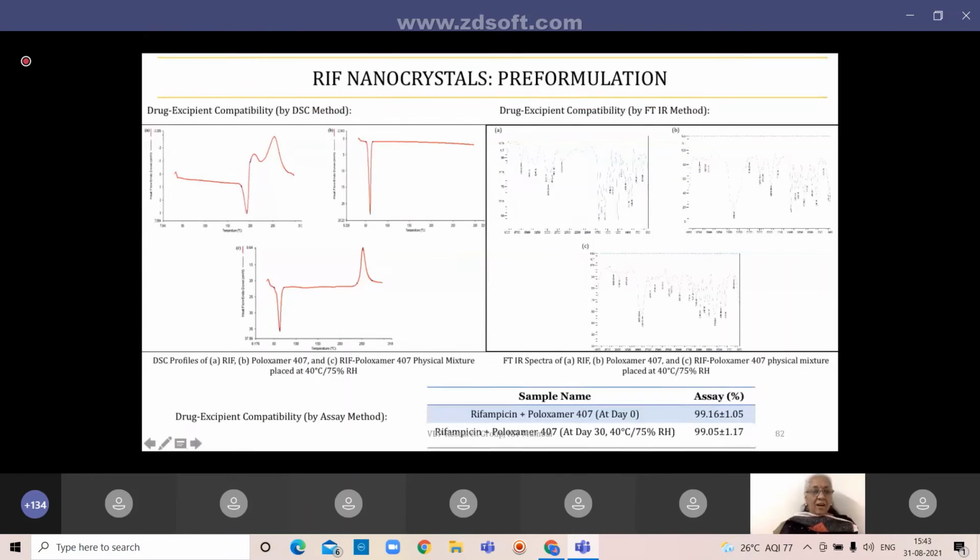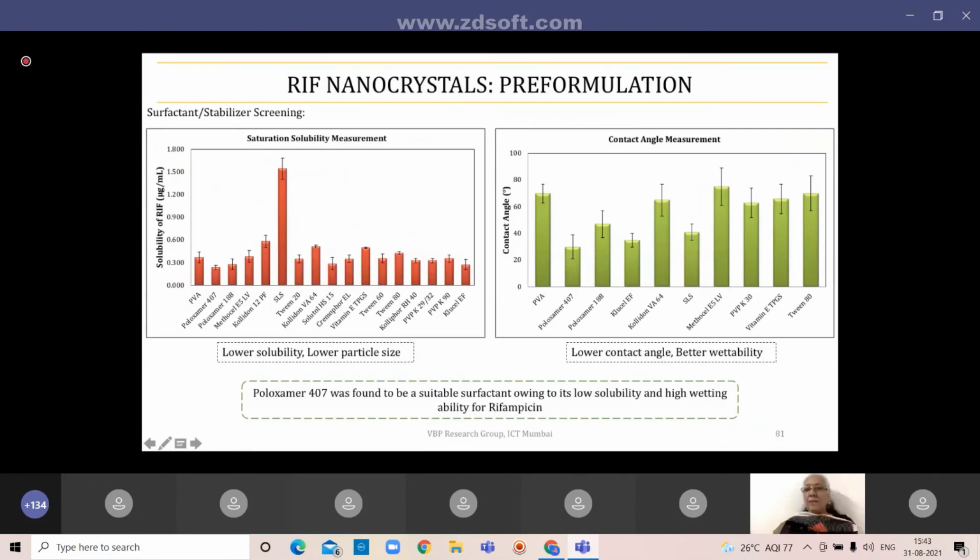And in the same way, sorry, going back one slide, contact angle measurement is important. You should have better wettability. If you have better wettability, processing is easier. So for that, there should be a lower contact angle, not a very high contact angle. So we found in this case Poloxamer 407 to be doing the job better.